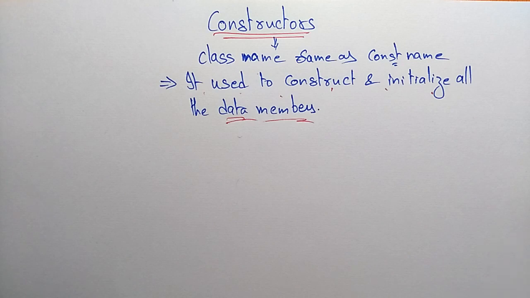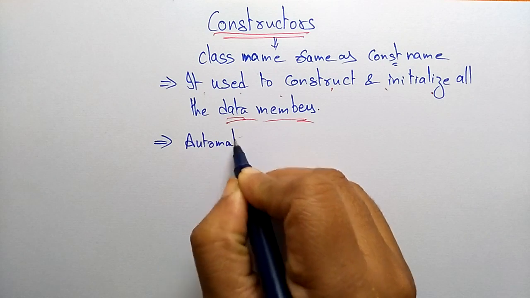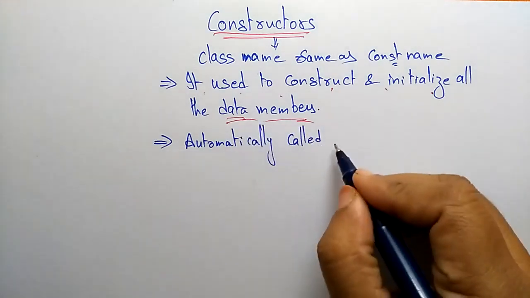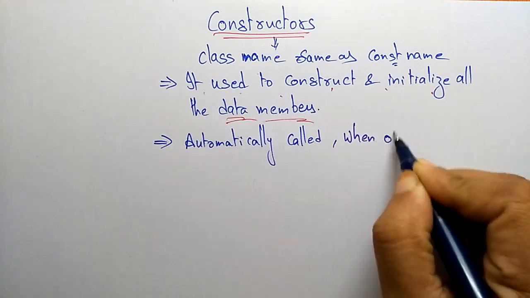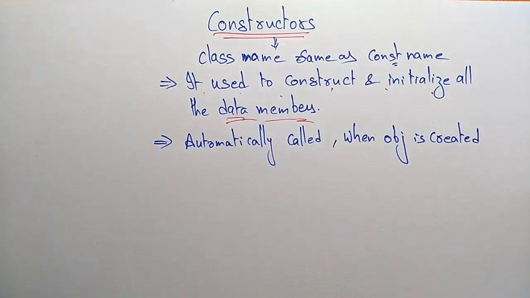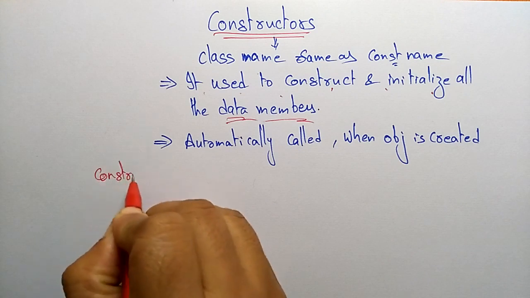It is automatically called when an object is created. Constructors will automatically be called. When are they called? When an object is created. They have no parameters and no return values. So that is a constructor. Let us see how a constructor program looks.